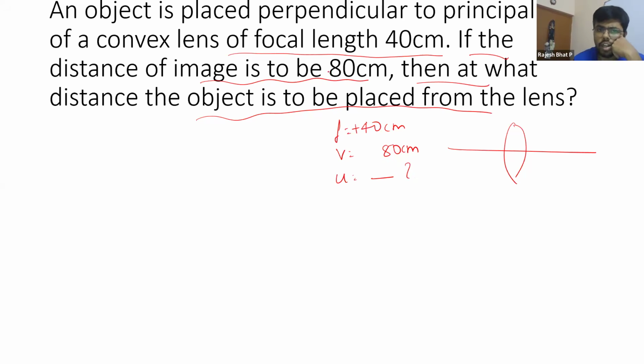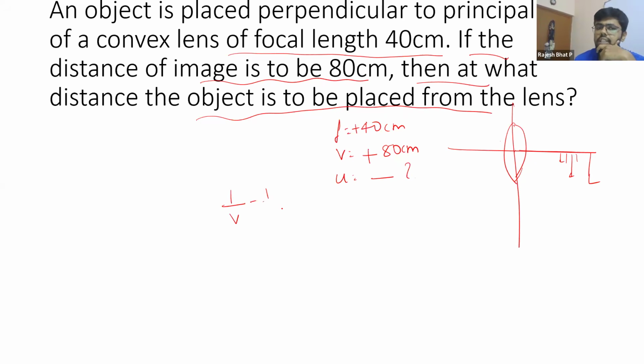Now they're telling that the image is formed 80 centimeter away. Is it positive or negative? We need to properly understand that. If you see all the ray diagrams, the image is always formed on this side, the right side. Only in one condition it forms behind. Other than that, everywhere it forms on the right side, so the image distance will always be positive. So now just solve.